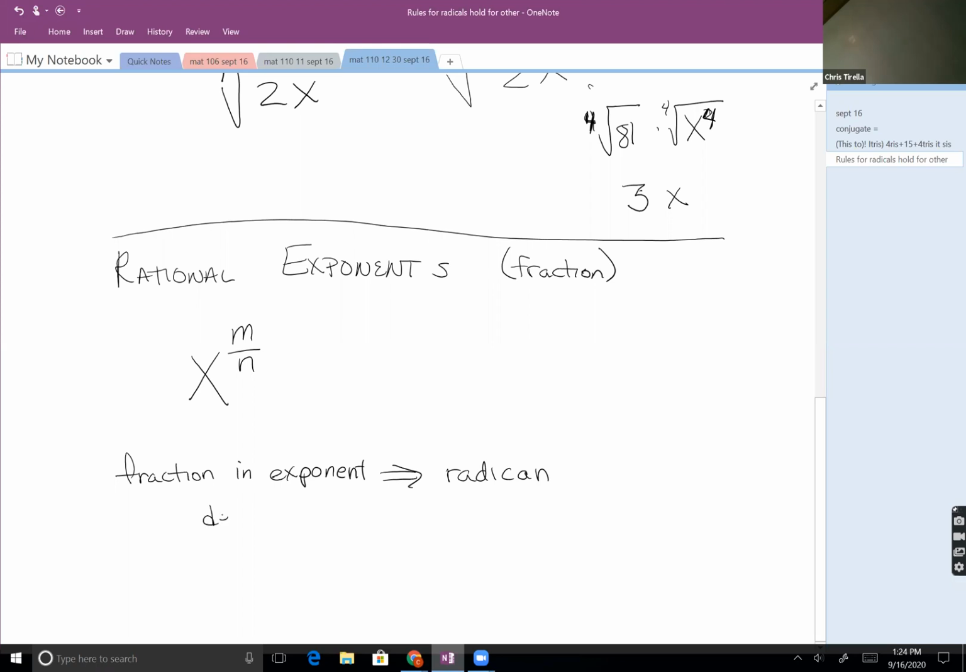The denominator of the fraction is the index. Radicand or radical? Radical. Thank you. The denominator is the index, and then the numerator becomes an exponent. So here, n would be the index of the radical, and m will be an exponent.